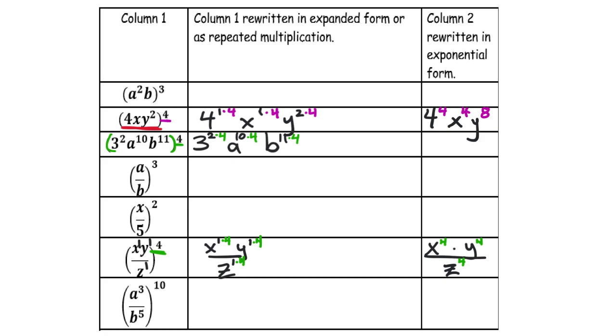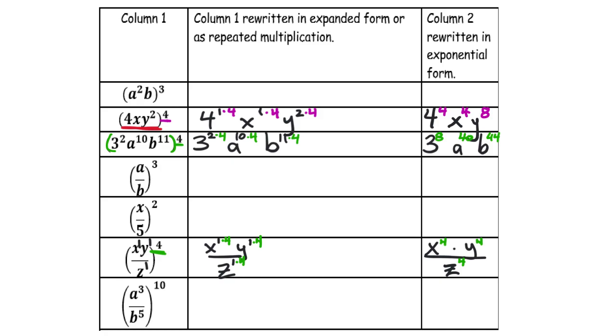So we got the 3 bases, 3, a, and b, but they're new exponents. For base 3, you have an exponent of 2 times 4, which is 8. For base a, I have an exponent of 10 times 4, which is 40. And then for base b, I have an exponent of 11 times 4, which is 44.